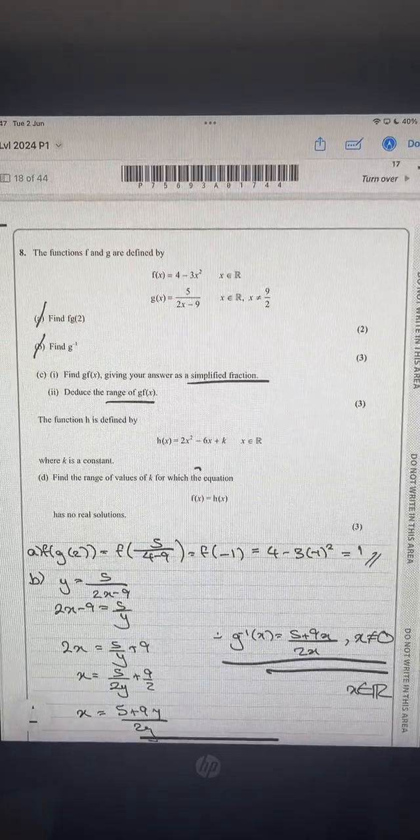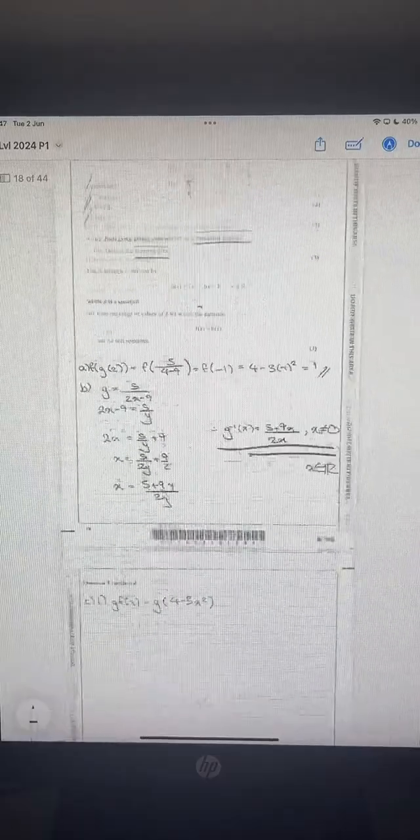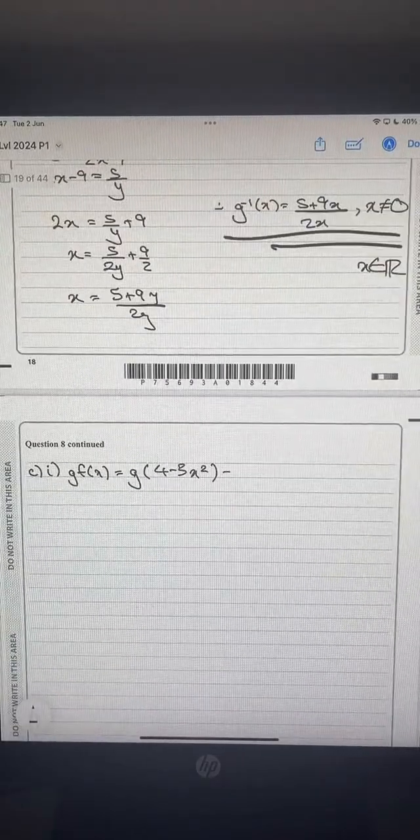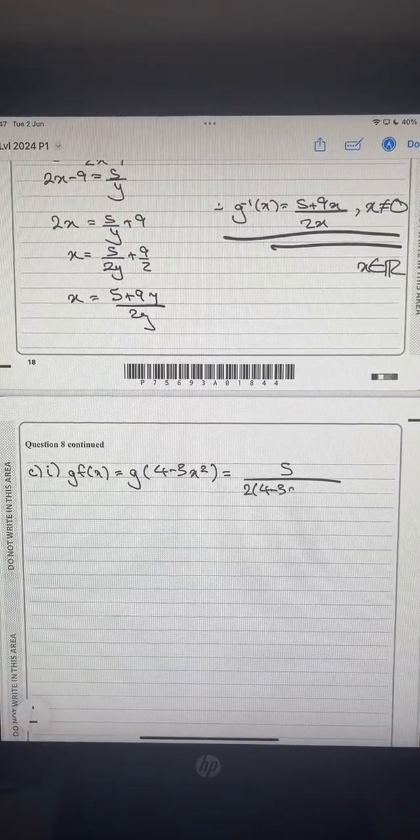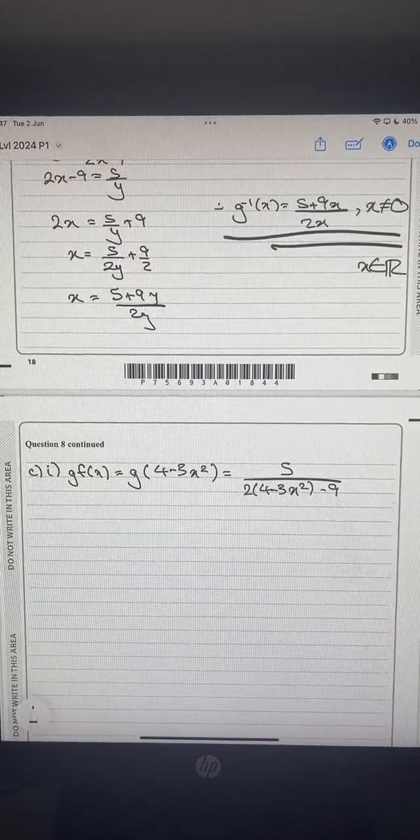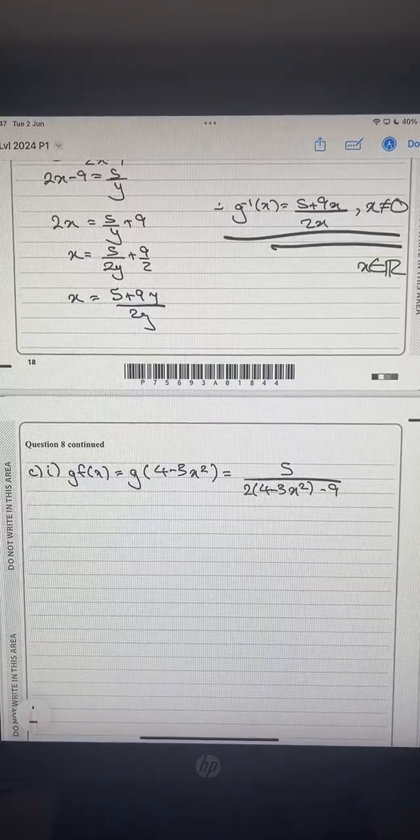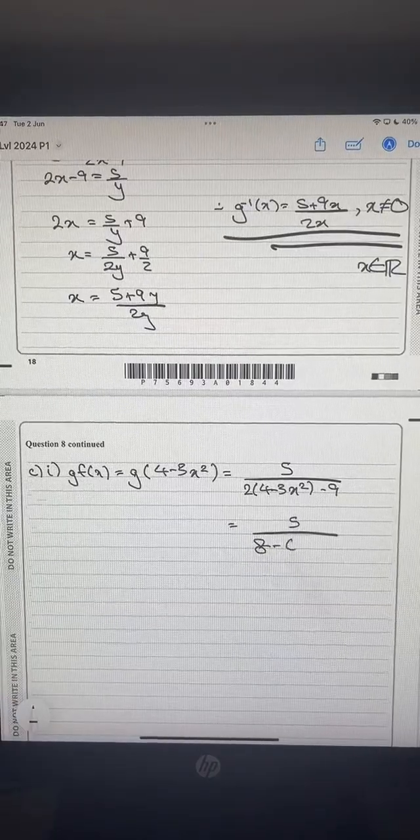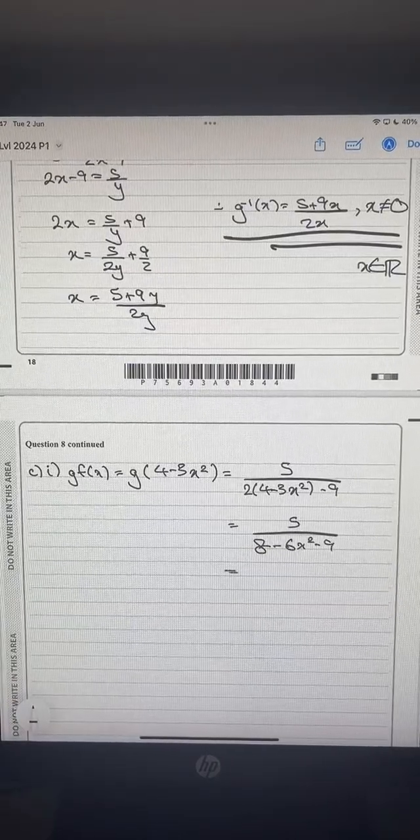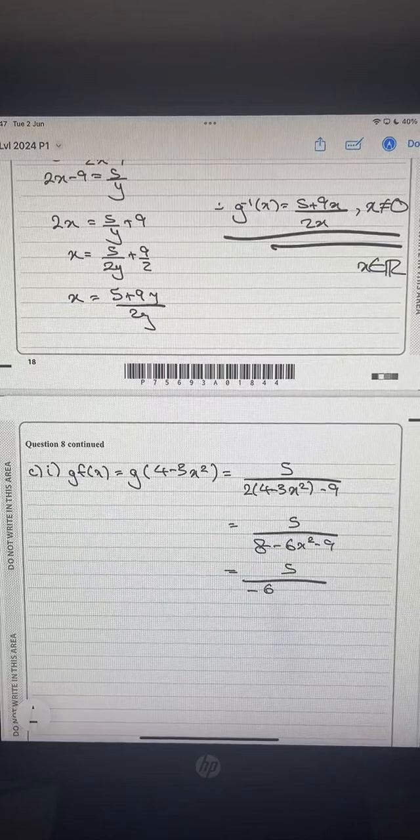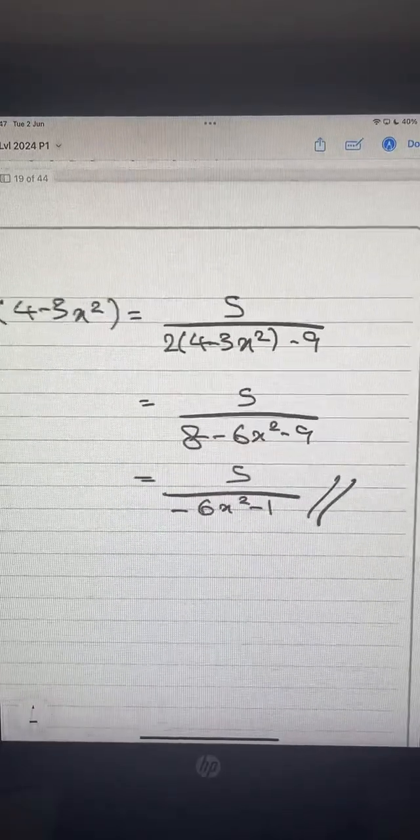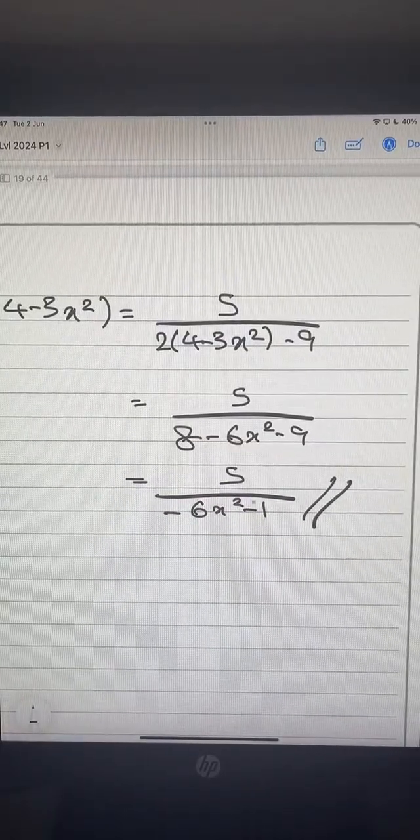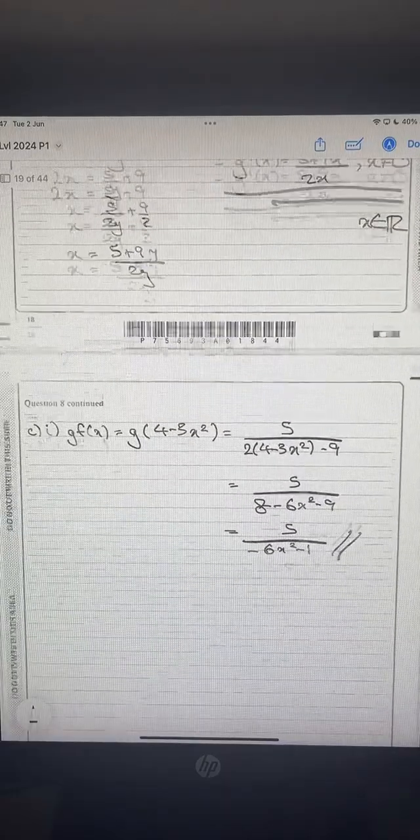Putting that into g, we're just putting that where that little x is. So that's equal to 5 divided by 2 times 4 minus 3x squared minus 9. Now I just need to make this a simplified fraction as the question said. So just clean that up. 5 divided by 8 minus 6x squared minus 9, and that is equal to 5 over minus 6x squared minus 1. That is my gf of x function. Do I have any restrictions there? Nope, because this cannot be equal to 0, so I'm fine.